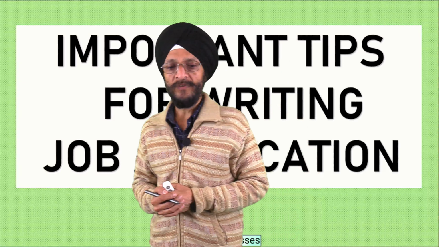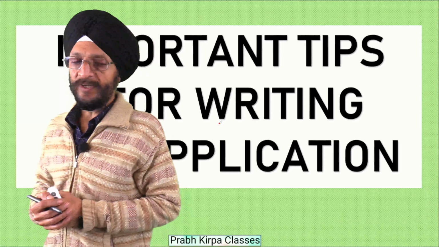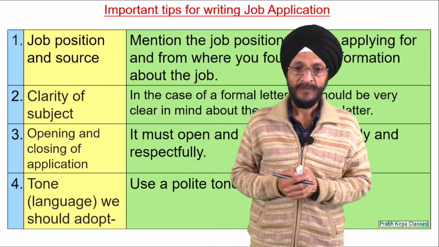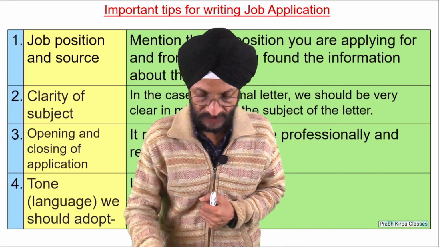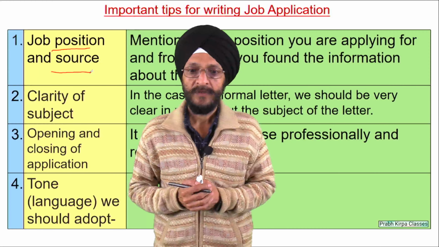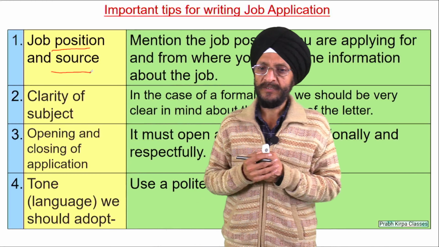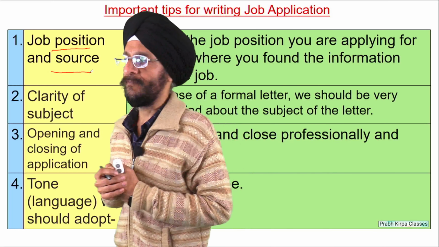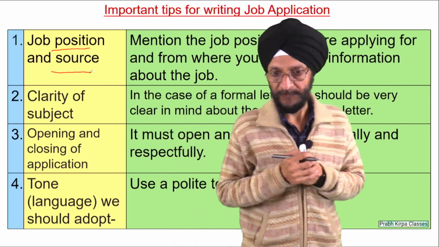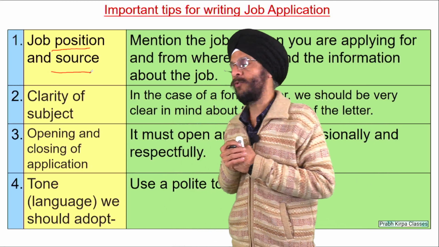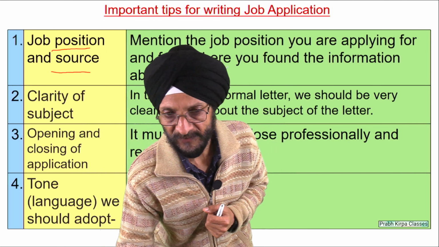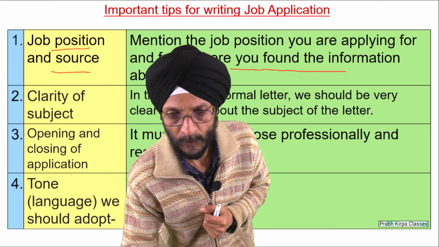Now we will understand the important tips for writing a job application. First, job position and source. We should mention the job position or the post for which we are applying. And we should also mention in the job application from where we have found the information about the job.